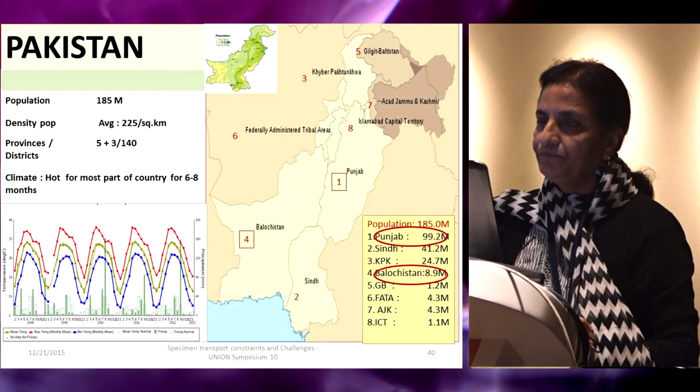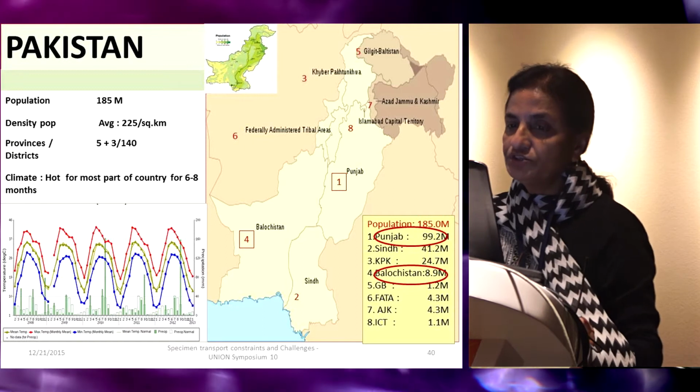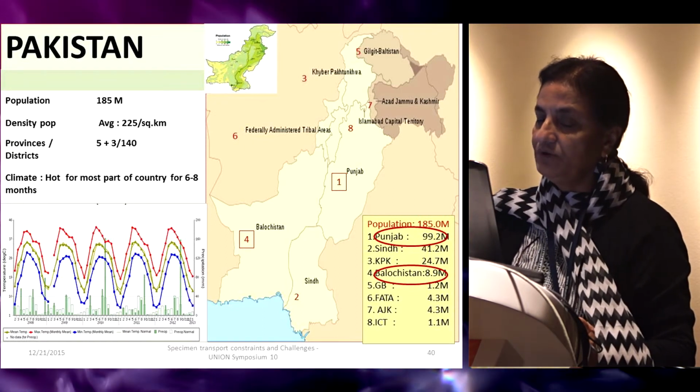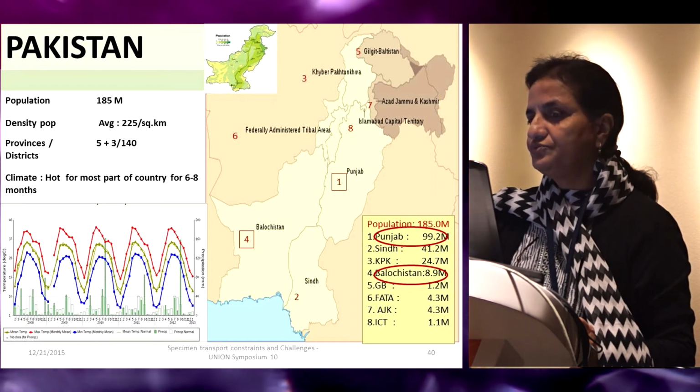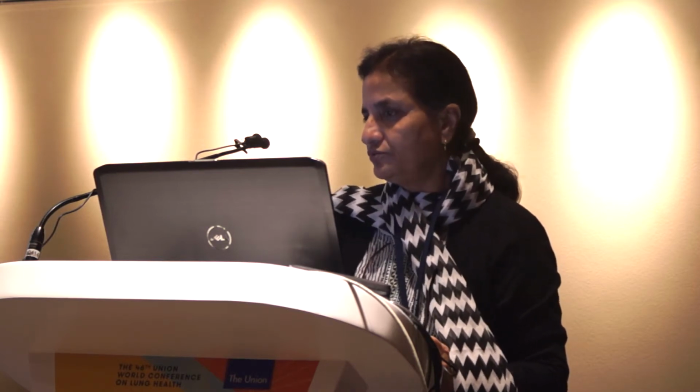So Pakistan is a country with a 185 million population, and it is divided into 5 provinces and 3 regions, and it has 140 districts. If you look at the map, on average we have 225 people per square kilometer, but it is not uniformly distributed throughout the country.